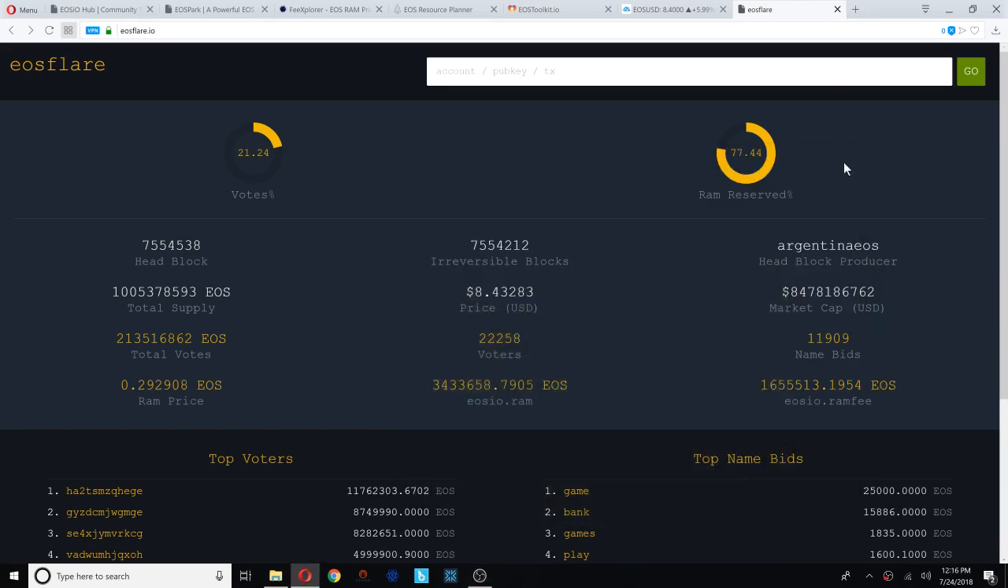Let's talk about buying and selling RAM on EOS, RAM trading on EOS. I'm over here on EOSFlare.io. This is an EOS Block Explorer, a blockchain explorer. You can check out top voters, top name bids. You can check on your account using your public key, and you can check on current transactions and more.